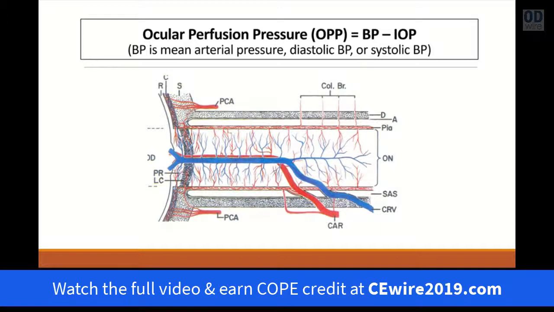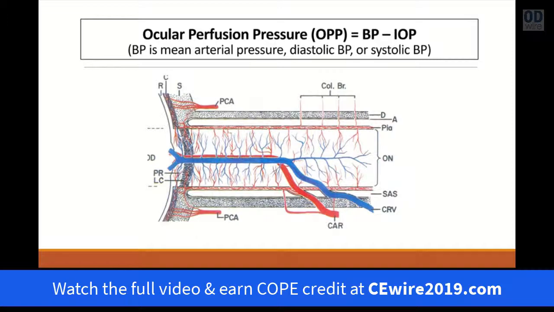If we look at the so-called ocular perfusion pressure, or the pressure that drives blood into the optic nerve, we can look at it as a very simple formula. The ocular perfusion pressure is the blood pressure minus the intraocular pressure. Blood pressure can be looked at in three ways: mean arterial blood pressure, diastolic blood pressure, or systolic blood pressure. The one that's been studied the most, the diastolic perfusion pressure, the DOPP, is the diastolic blood pressure minus the IOP. So if the diastolic blood pressure is 70 and the intraocular pressure is 20, then the diastolic perfusion pressure would be 50.